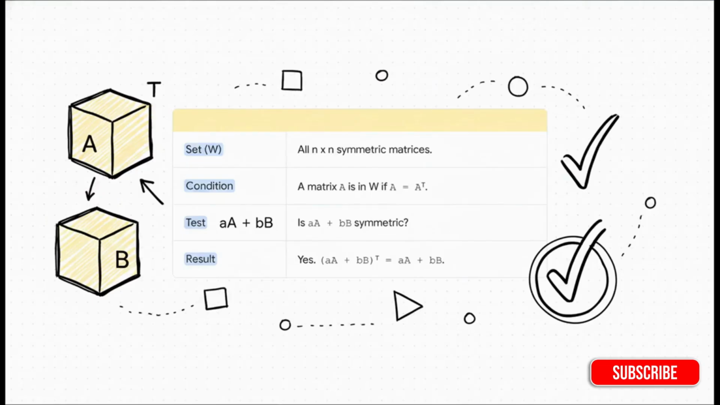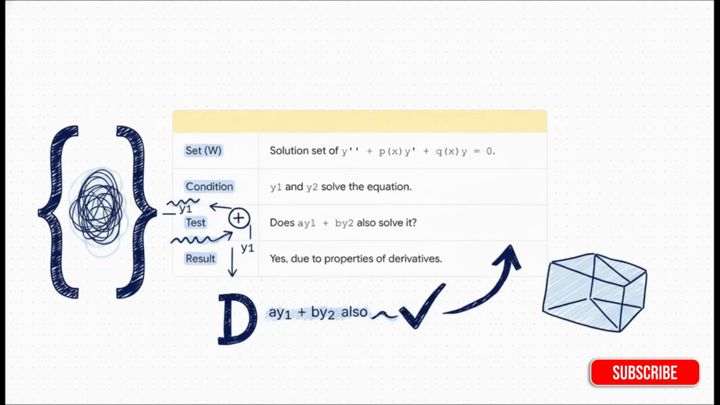First up, the set of all symmetric matrices. Remember, a symmetric matrix is one that doesn't change if you flip it across its main diagonal. So the question is, if we take two symmetric matrices, A and B, and we make a linear combination of them, is that new matrix also symmetric? Well, a little bit of algebra shows us that yes, it absolutely is. So it passes our test. The set of all symmetric matrices is a subspace. Easy.